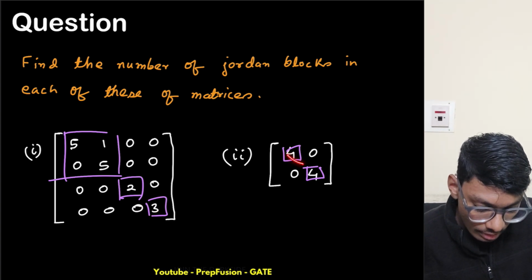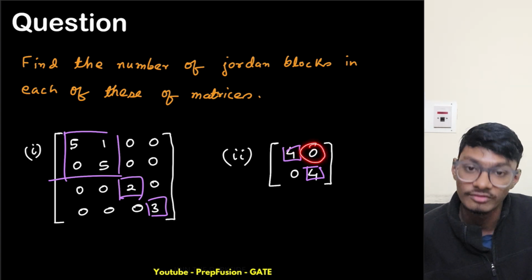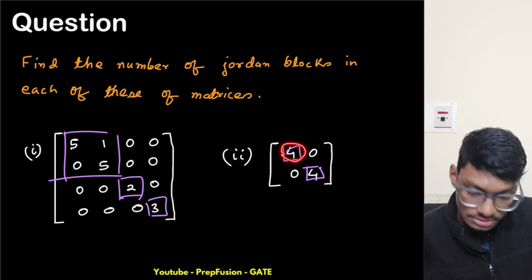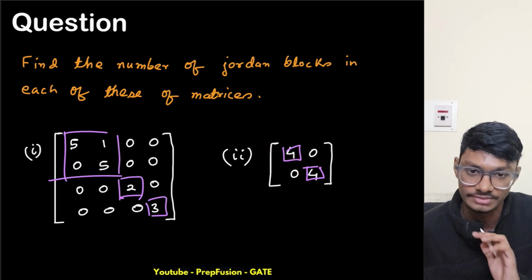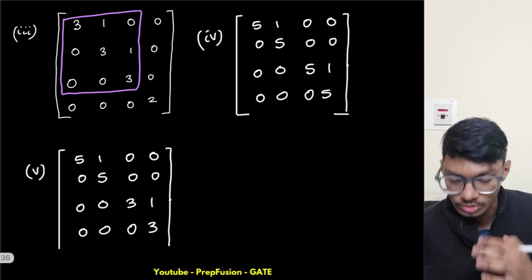Again, I will try to go here, but what do I observe? I can't go here. Why? Because I don't have a 1 above, so I'm not allowed. So this becomes a separate Jordan block, and this also becomes a separate Jordan block, but for the same eigenvalue, repeated eigenvalues, because they are 4.